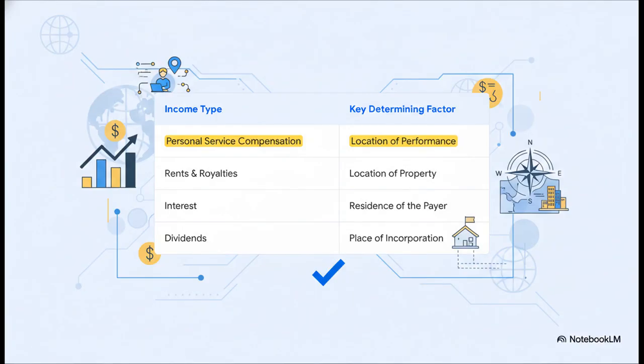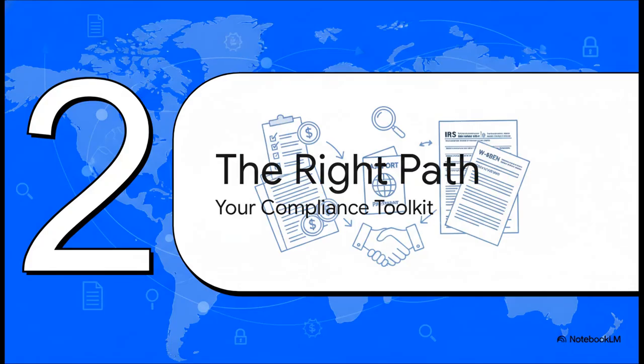You know, what's really interesting here is you can see just how consistent this idea is. For different types of income, the IRS looks at different things, right? For interest, it's where the payer lives. For dividends, it's where the company was incorporated. But for personal services, which is the work your contractors are doing, it is always 100%, no exceptions, the location of performance. Okay, so we've established that the 1099 is the wrong tool for the job.